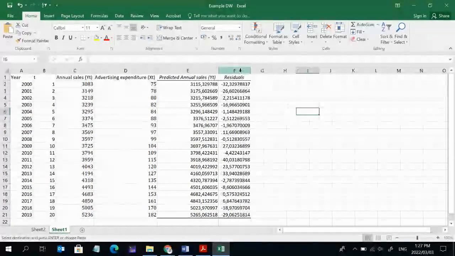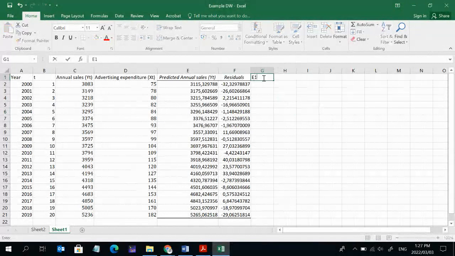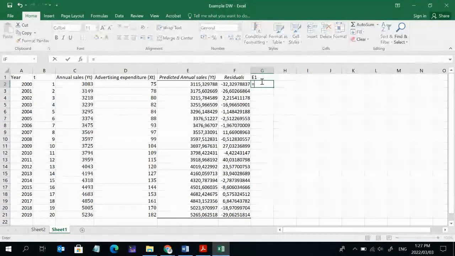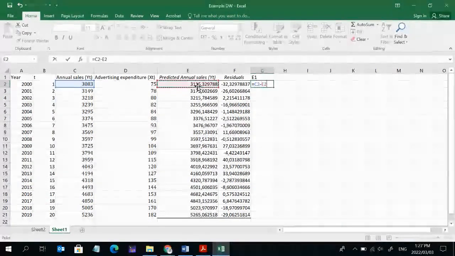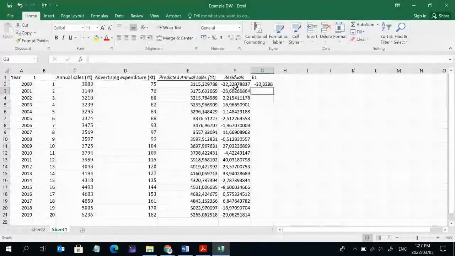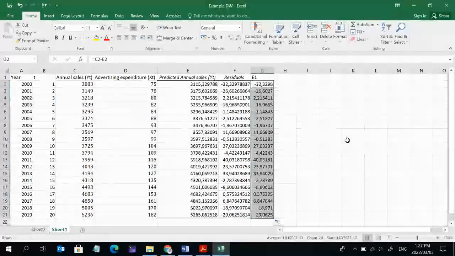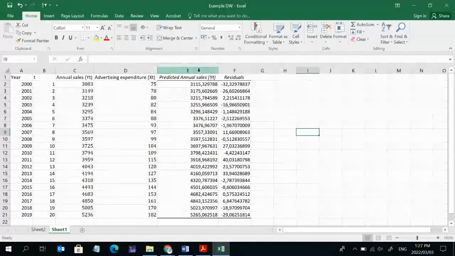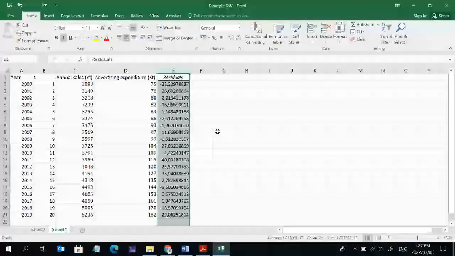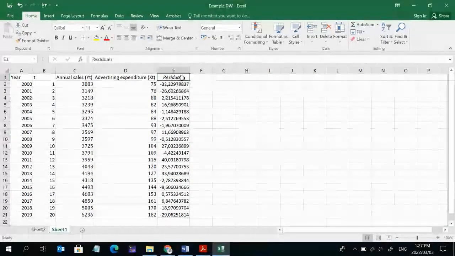To get this column of residuals, I will just write ei here. It's simple. It's the actual value minus the predicted value. So we get minus 32.32 something, as you can see here. Then I can do that for all the values. So that's how to get the errors: the actual value minus the predicted value. We don't need this; we need only the residuals. So these are the ei's.